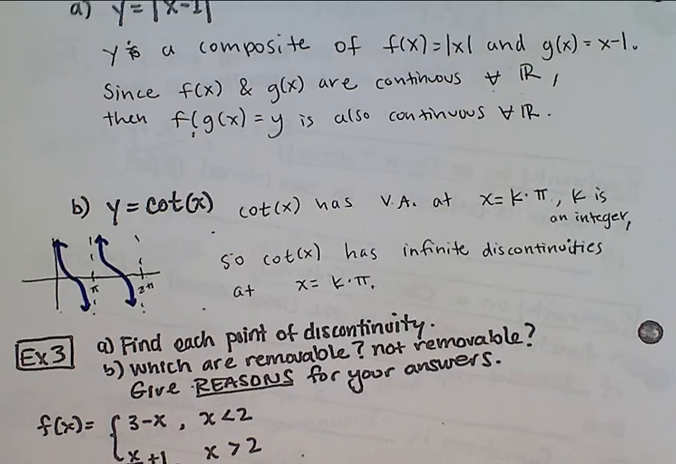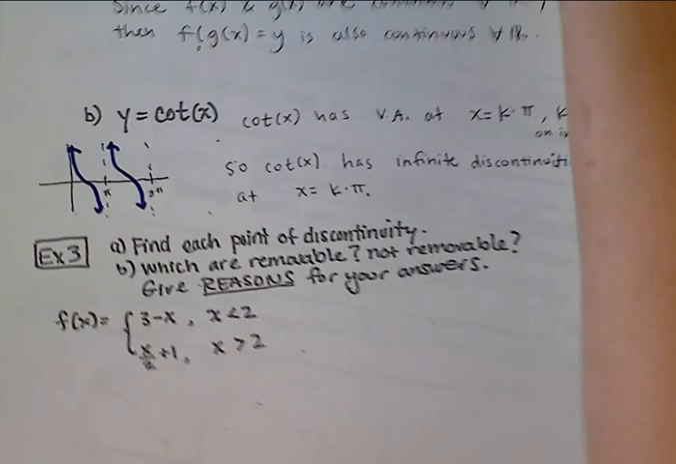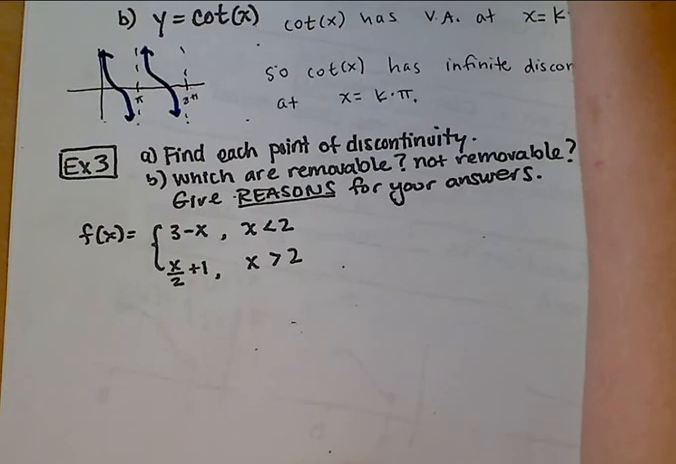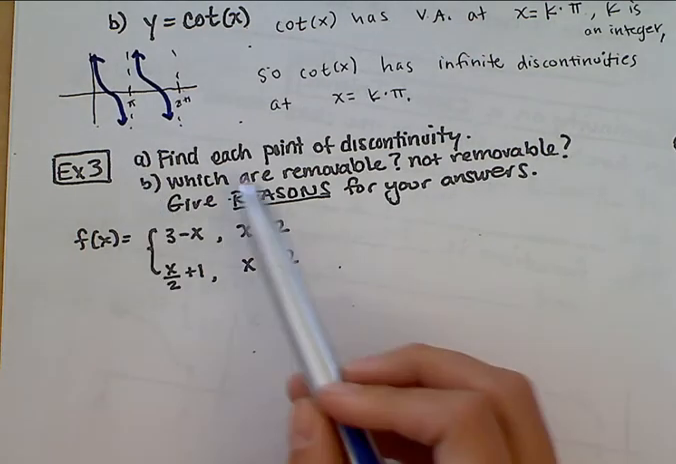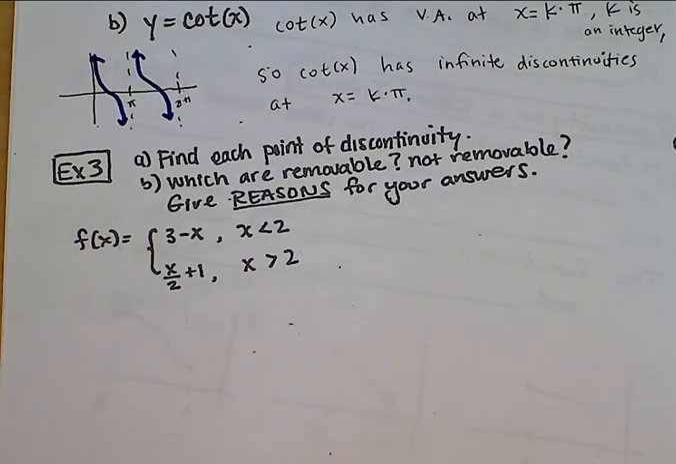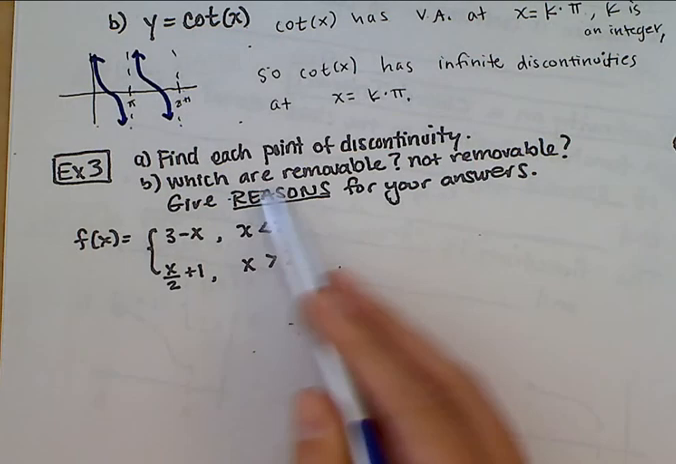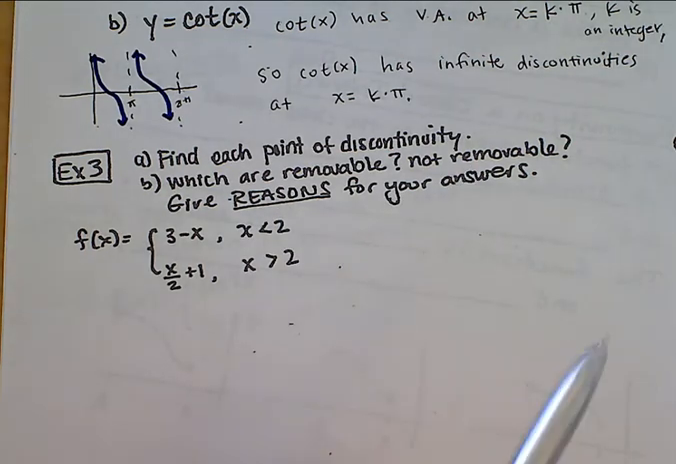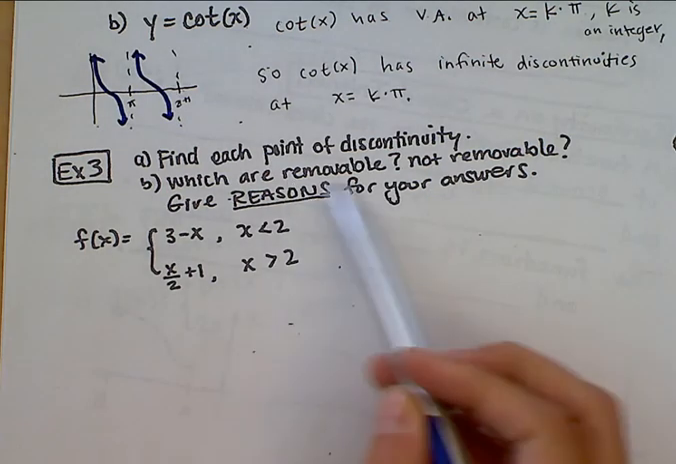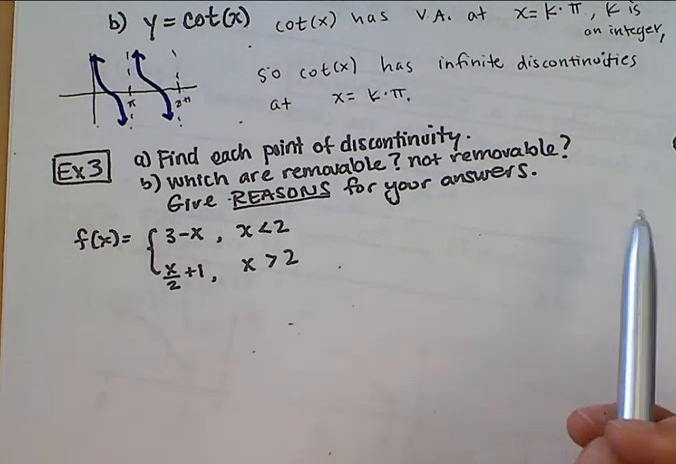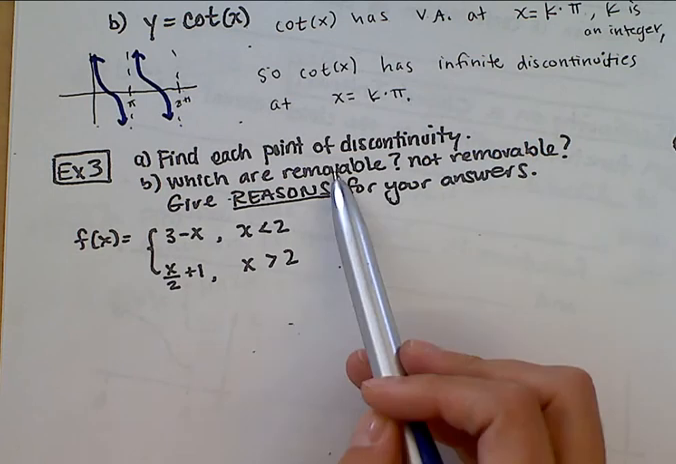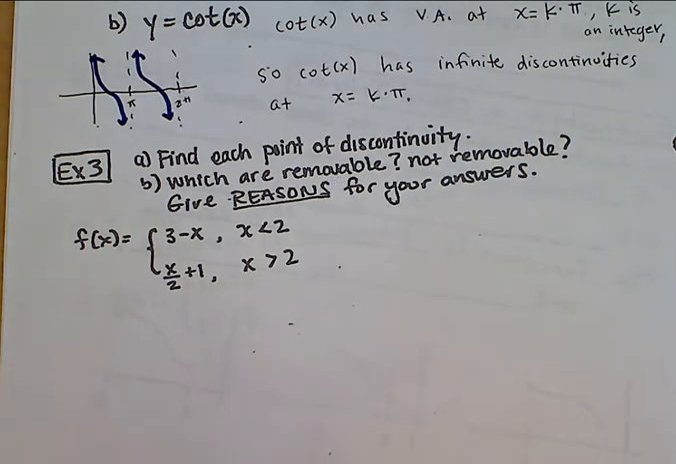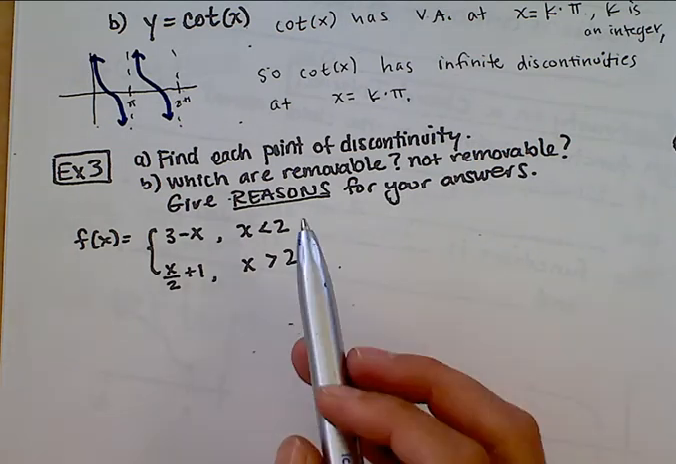Okay, and one last example similar to this with a piecewise function. So example 3 says, find each point of discontinuity and then determine which are removable and which are not removable. So if you need to pause and go back and determine what removable and not removable mean, go ahead and do that. So what's removable and what's not removable?